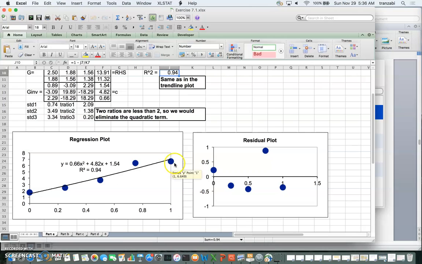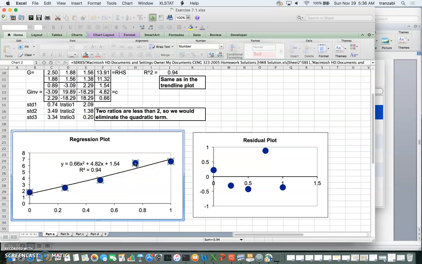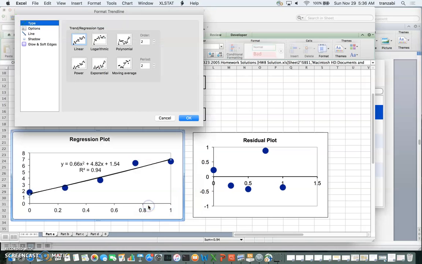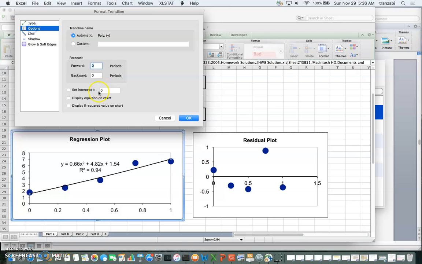We also have to do the plot. So here's the plot of the data points with the trend line, and you know what to do. You have to right click on the data points, go to add trend line, and because this is a quadratic fit, you have to click on polynomial at degree 2. Okay, and make sure you go to options and display the equation on the line.